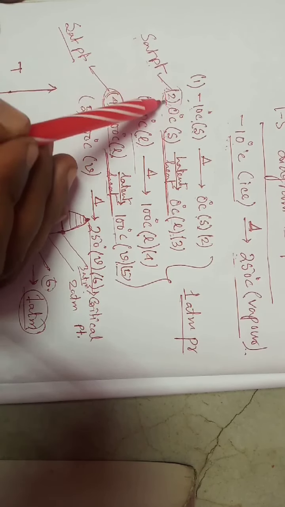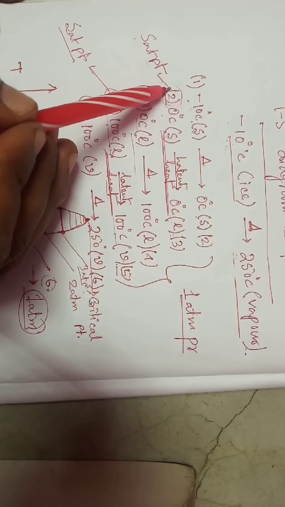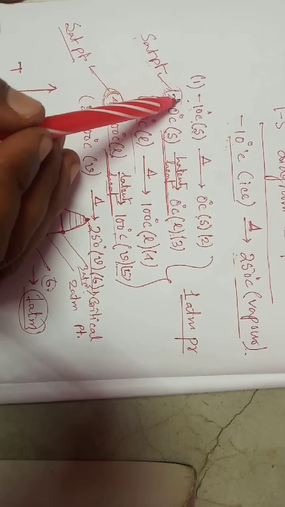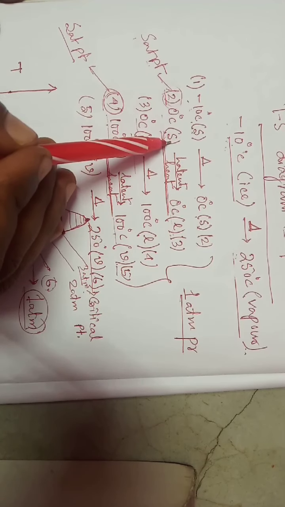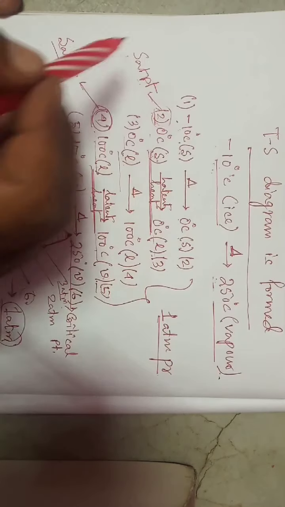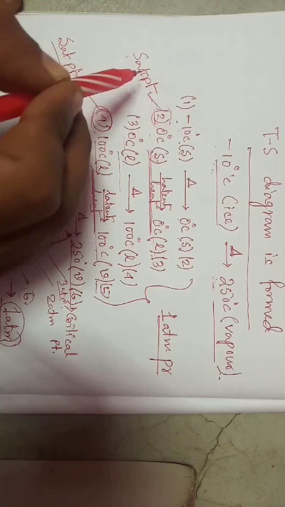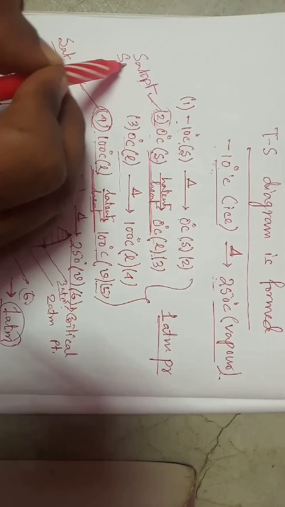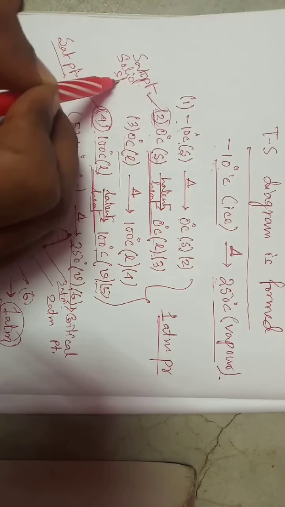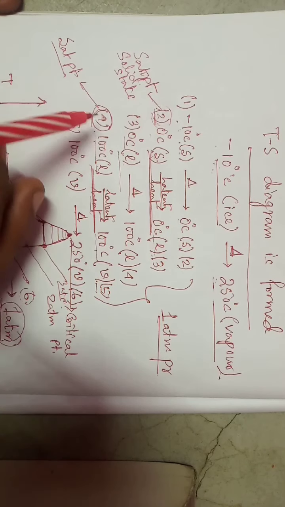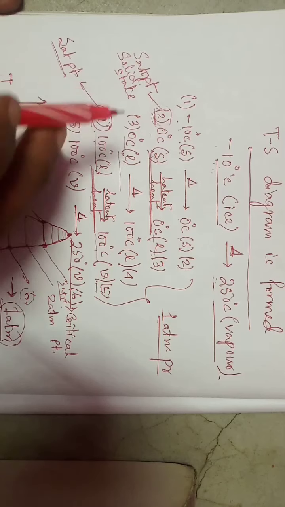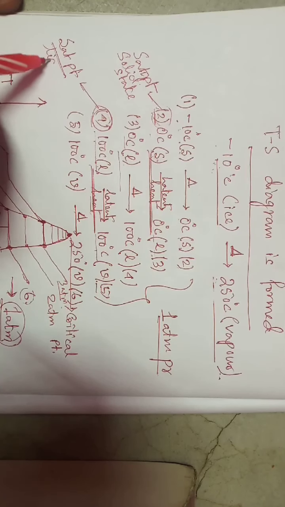Now what is the condition of the saturation point? The saturation point means at condition number 2 the phase is solid. So we can also say it is a saturated solid state. Saturated solid state. And what will be the point here? It is a saturated liquid state.